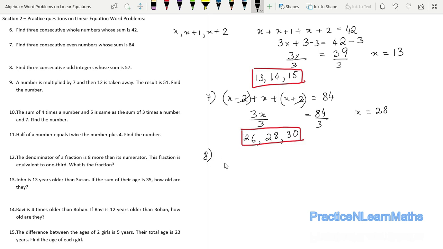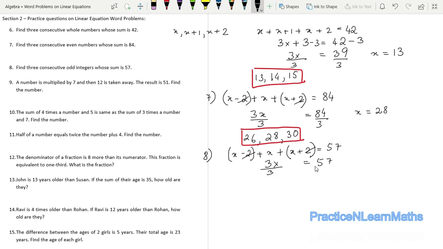Find 3 consecutive odd integers whose sum is 57. So again we can take the odd integers as x minus 2, x, and x plus 2. That gives us x minus 2 plus x plus 2 equal to 57. This one gets cancelled out. We get 3x is equal to 57.